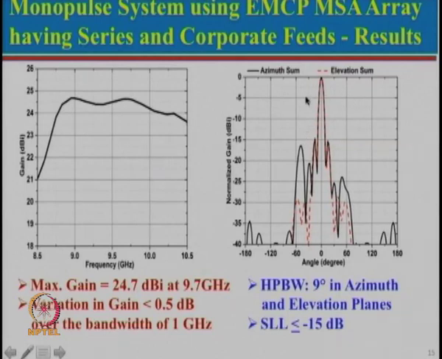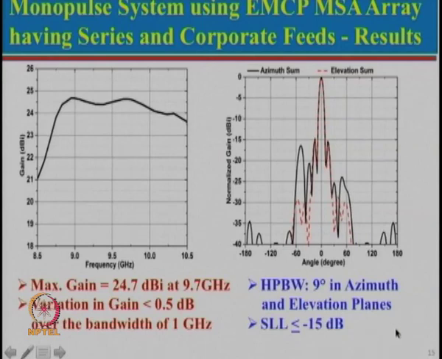Now this one over here shows sum of the azimuth and sum of the elevation. One can see that sum of the azimuth and elevation are fairly good. Only in this particular region we see that the readings are slightly different, but that is not of much importance, because we are more interested in this particular region here, and the difference of these two actually gives us a null of better than minus 30 dB.